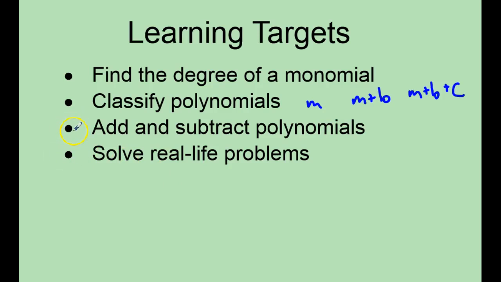Our third learning target was add and subtract polynomials. The biggest difference there, remember, was that in order to subtract, I want to get rid of that subtraction sign and turn it into an addition of the opposite. That's how we can do this with polynomials. And then our final learning target was to solve real-life problems. Make sure you go and do that monitoring progress on this one so you can be sure that you can do this and think these things through.